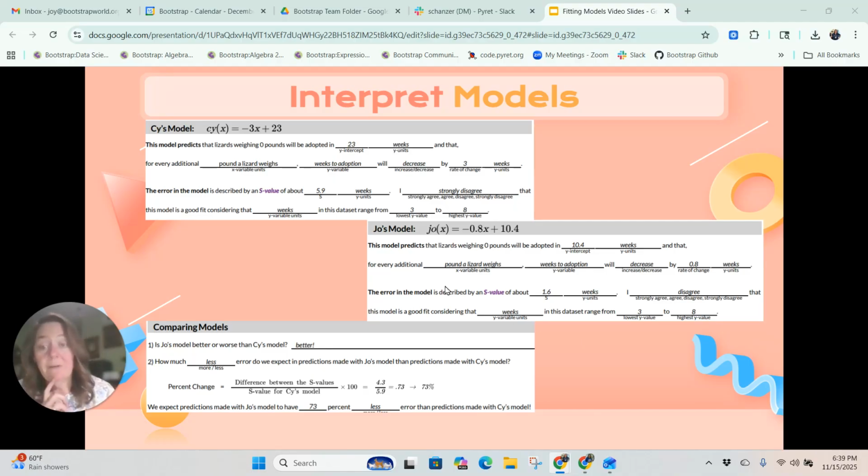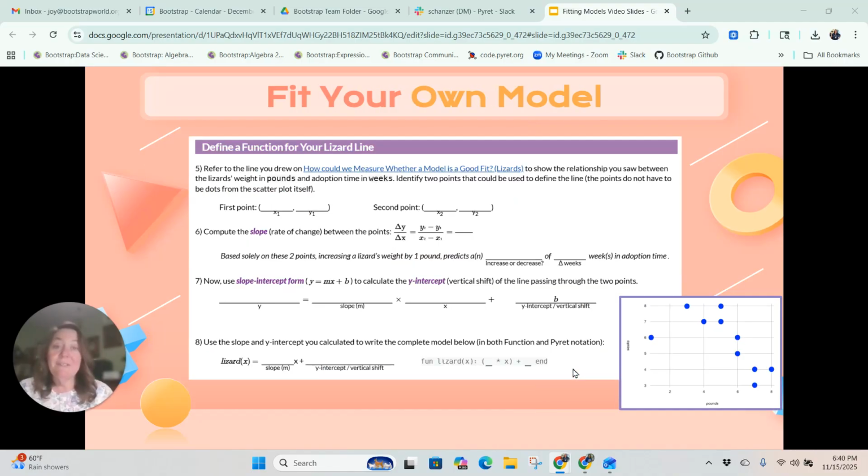But Joe did better, but by how much better? Do a little lesson in percent change, and that's what number 2 has the students do on the workbook page. Go back and do a review on percent change if you've had them do that before, and they can find out that Joe's model has 73% less error than Cy's model. Great math lesson, great review with a lot of algebra review there too. And here's another algebra review.